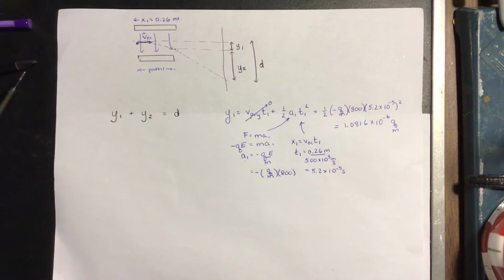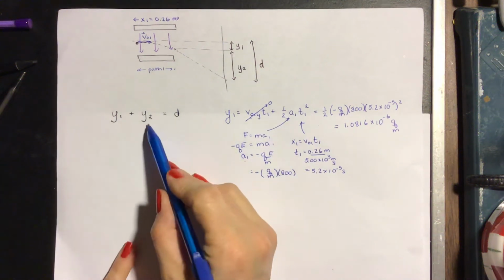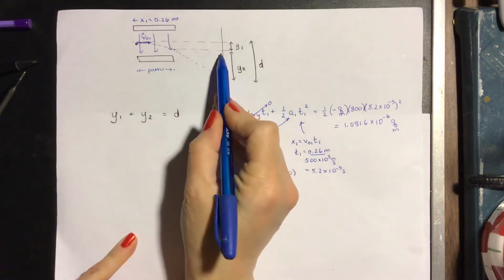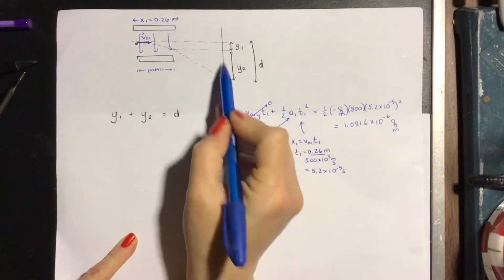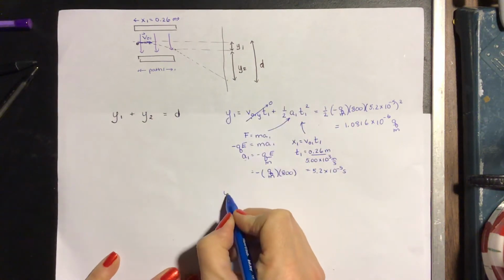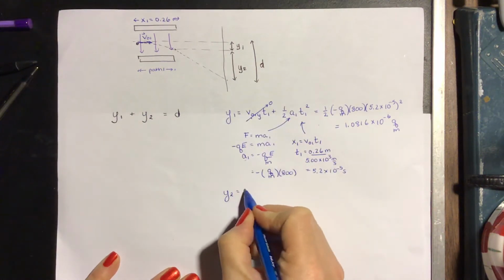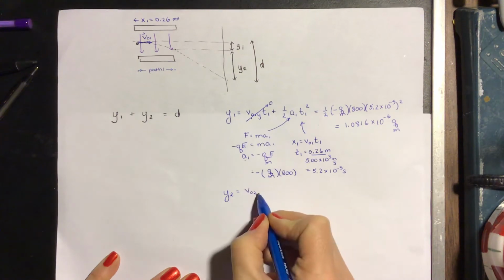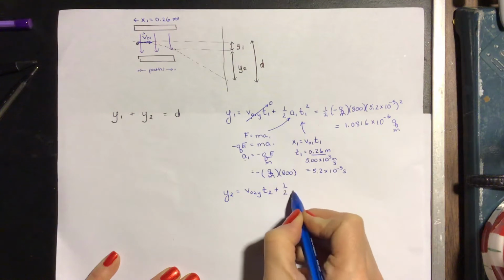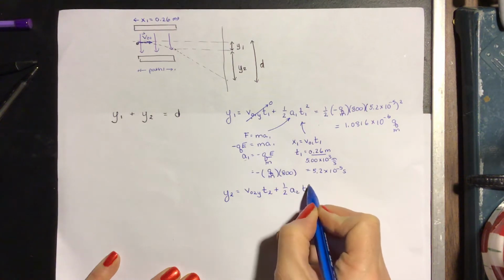For this problem now, we'll find an expression for this distance y2 that also has a q and an m in it. So y2 is the distance it travels as it's going between here and here. So we'll write down our kinematics equation again. y2 is v0y times t2 plus 1/2 times a2 times t2 squared.